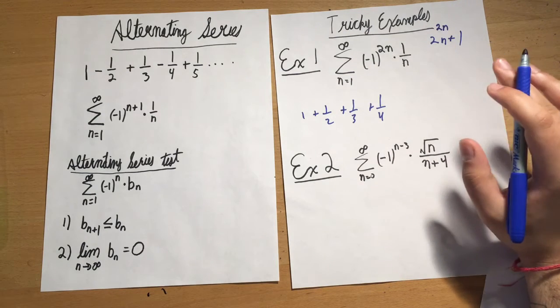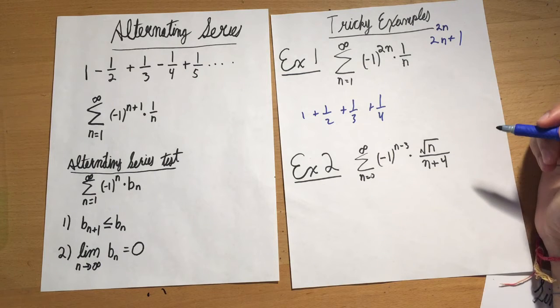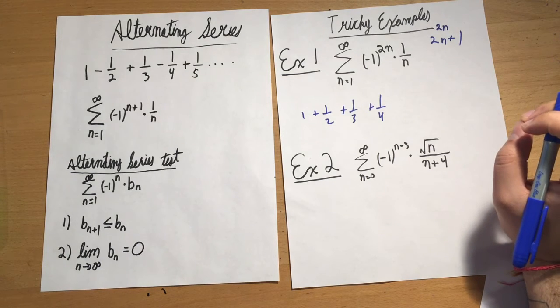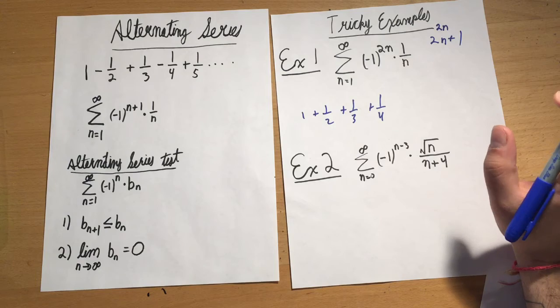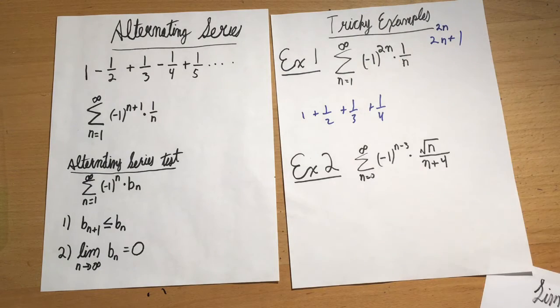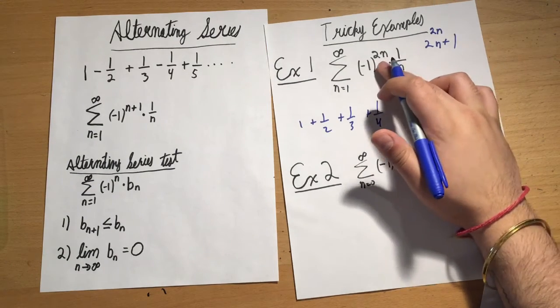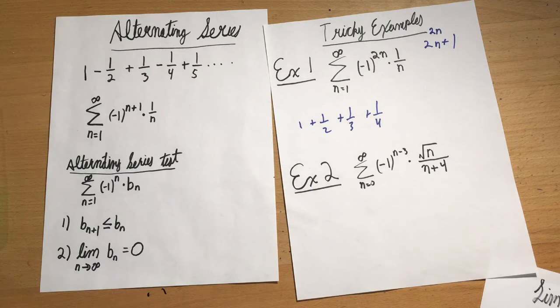So it's always safe to just write out the first few terms just to make sure. Unless you are really familiar with being able to identify that this number is always going to be even, meaning that it's always going to end up being a positive one, no matter what.